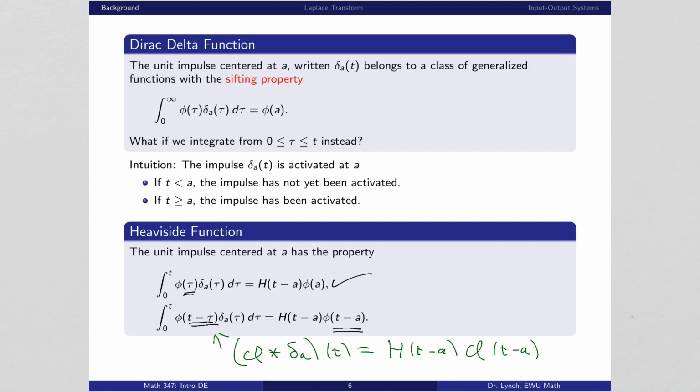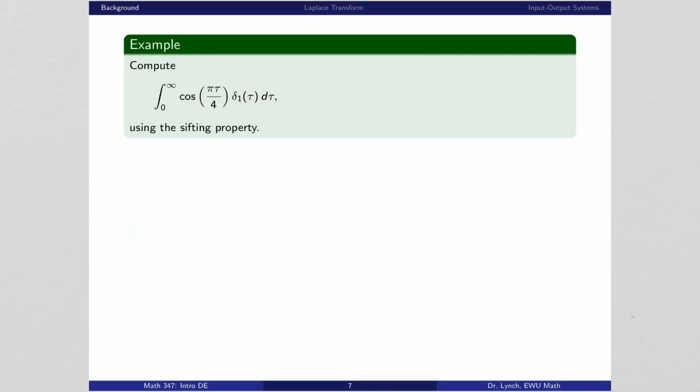Okay, so let's see how this works for our idealized force. If we use the sifting property with the cosine, again, here we're just going to pick up the value of this function phi. Here I'm thinking of the cosine playing the role of phi. We'll pick up the value of phi at 1, and the value of phi at 1 is just cosine of pi over 4, which is equal to the square root of 2 over 2.